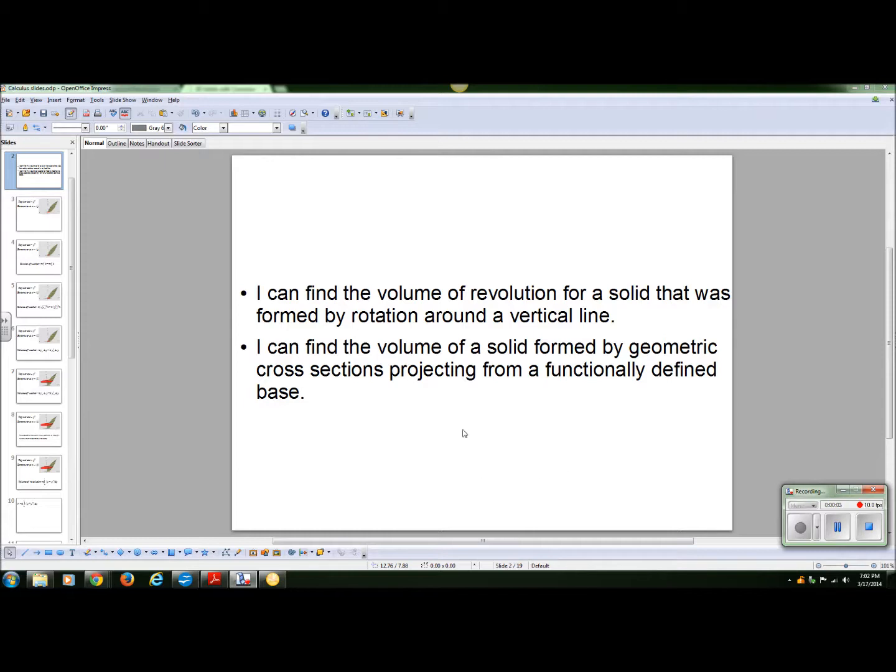So I hope that after watching this video, you feel confident that you can find the volume of revolution for a solid that was formed by rotation around a vertical line. Or you can find the volume of a solid formed by geometric cross-sections projecting from a functionally defined base. Really, these are the exact same idea. You're just integrating over these cross-sectional chunks. And in one case, the cross-sectional chunks are washers or disks. And in the other case, the cross-sectional chunks are squares or circles or equilateral triangles or any sort of shape that you want to talk about.